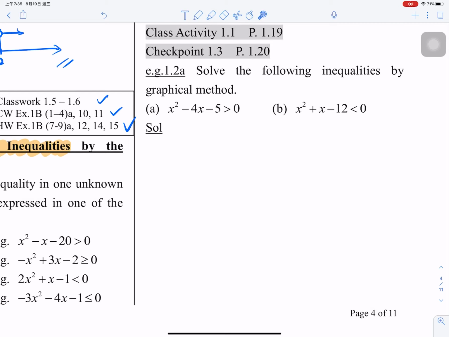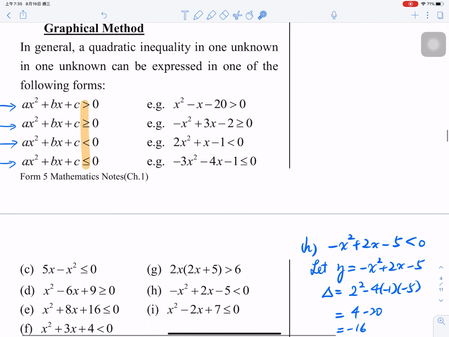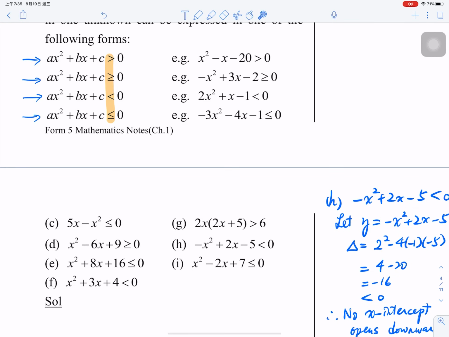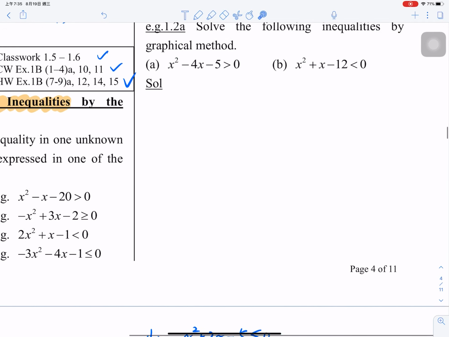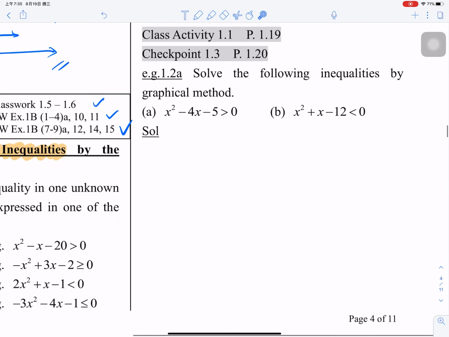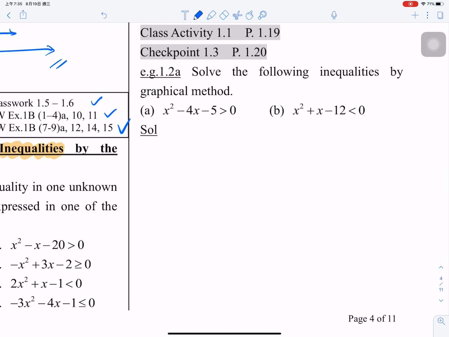Example 1.2a. Here, we'll have several questions, and the question asks you to solve the following inequalities by graphical method. Besides A and B, actually, you still have C up to I. So let's discuss one by one. Now, let's see part A.